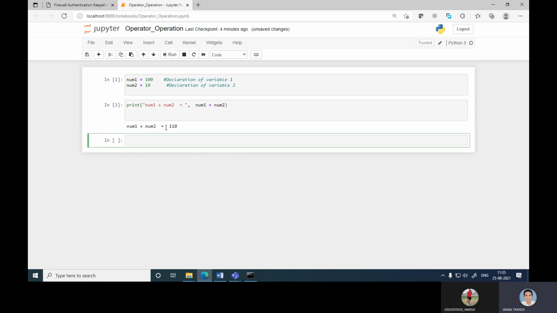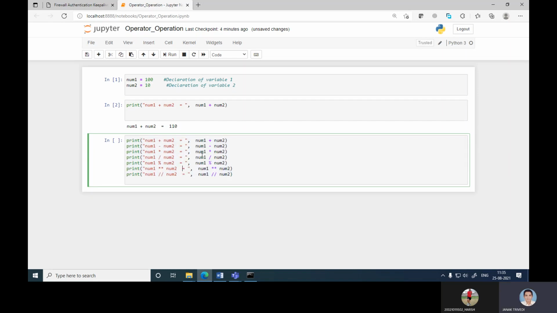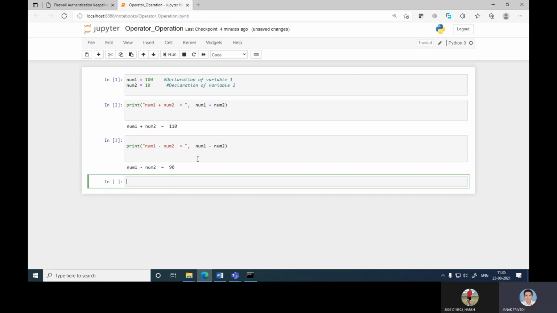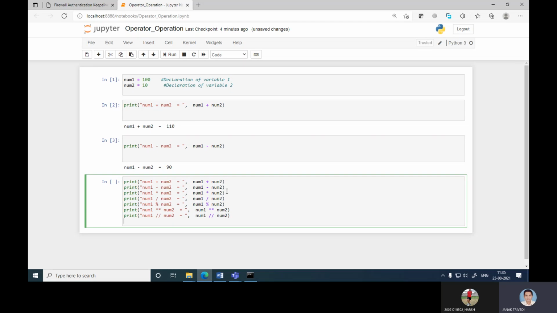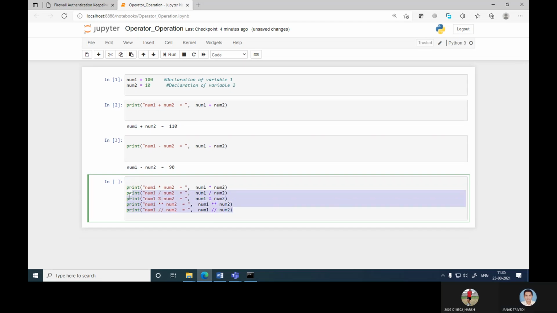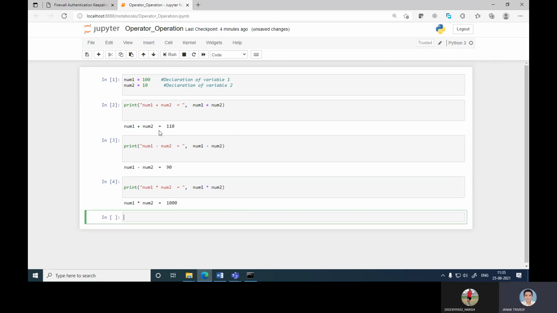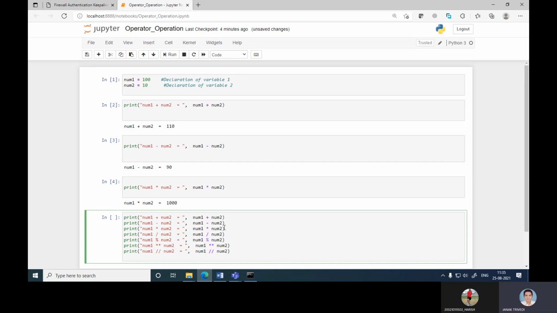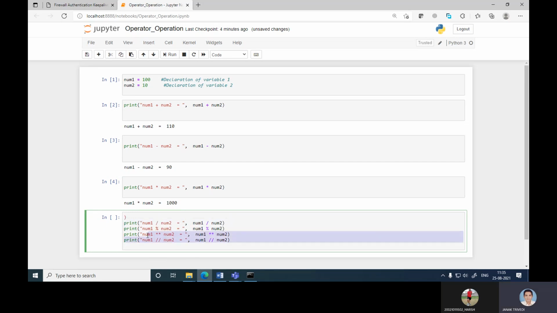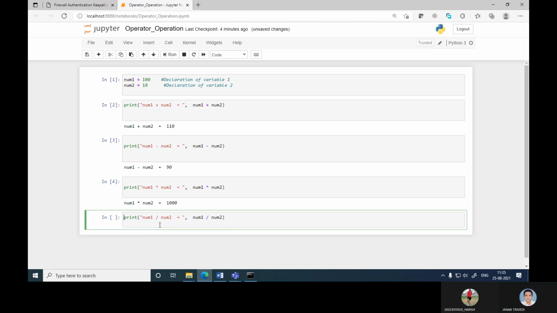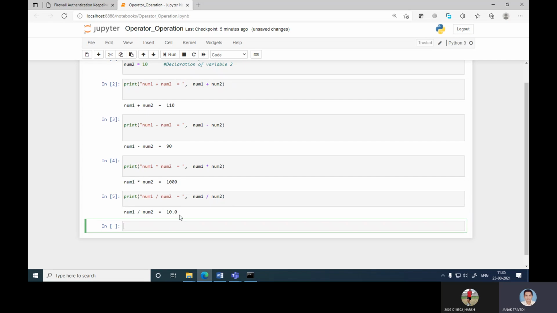So now operand 1 plus operand 2 is 110 because 100 plus 10. Then operand 1 minus operand 2, so 90. Okay. Then the third one, multiplication operation. 100 into 10 is 1000. Division operation. Okay, 10.0 is here. Float is there. Float.